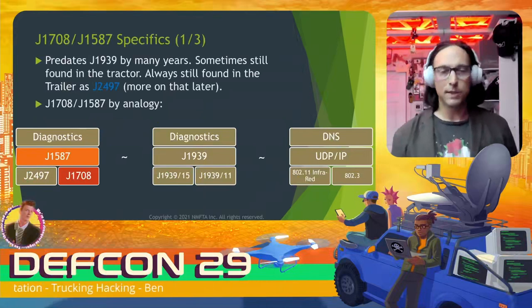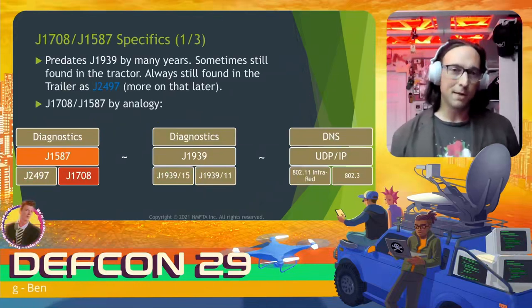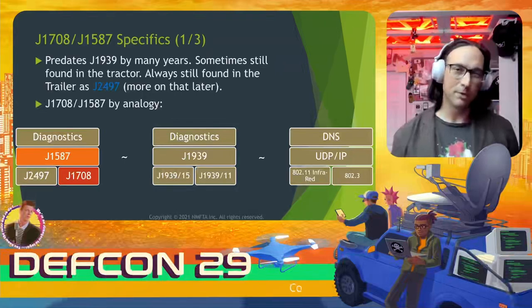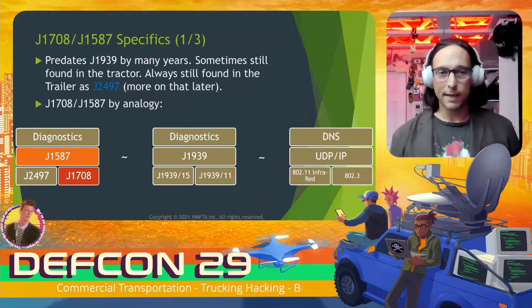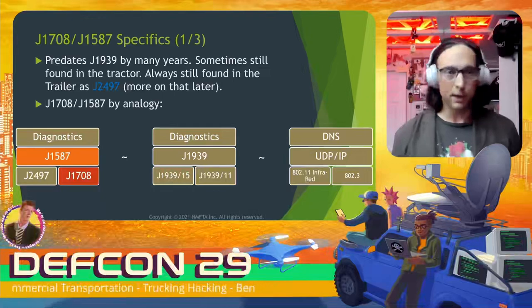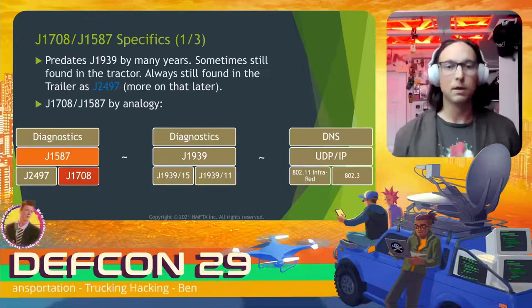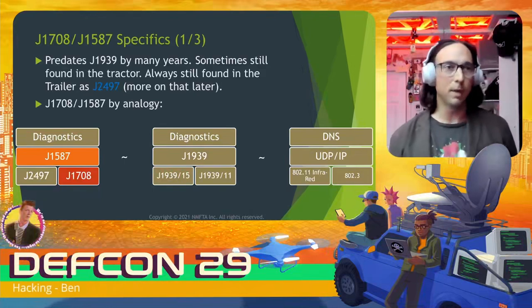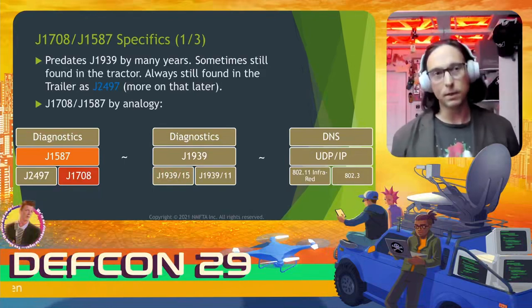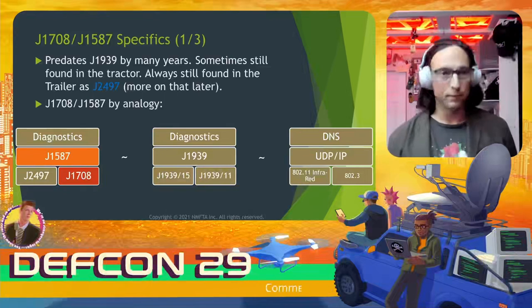These two standards are pretty much always found together. They predate J1939 by many years. They're sometimes still found in tractors, and they're always still found in the trailer as J2497. More on that later. You can see here this analogy diagram that tries to roughly place where J1587 is relative to where J1939 or, say, UDP would sit on top of Ethernet, just so you can get an idea of the place in the stack of these different standards.